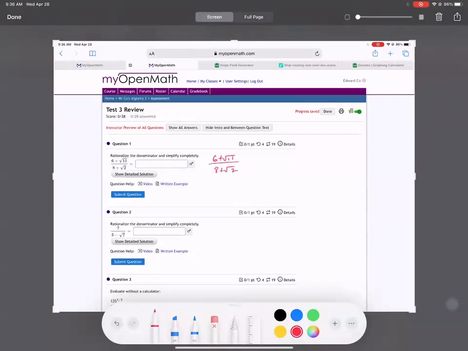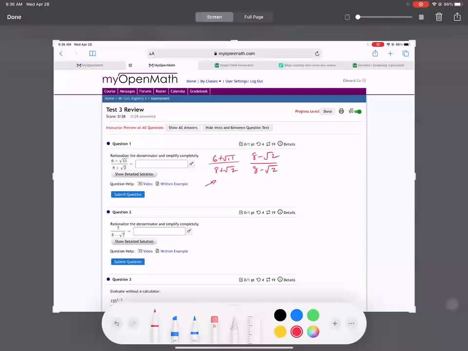So this problem here, we don't like square roots on the bottom. So normally we would just multiply by a square root, but since it is a binomial, we multiply by the conjugate. So if you remember, plus becomes minus, so 8 minus square root of 2, and then 8 minus square root of 2.